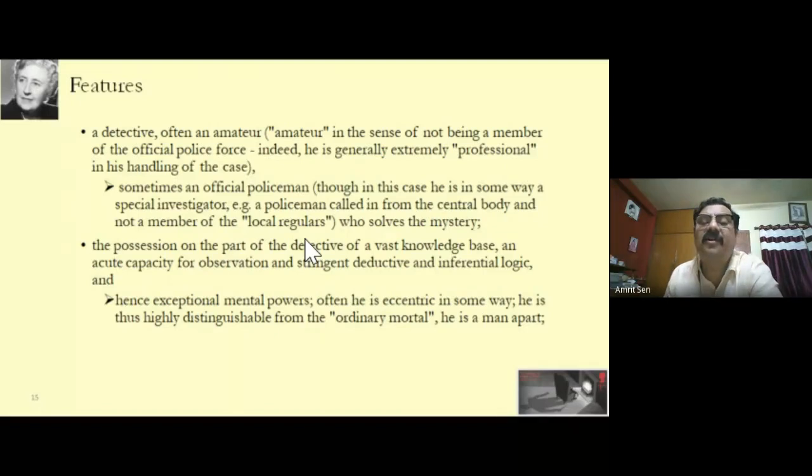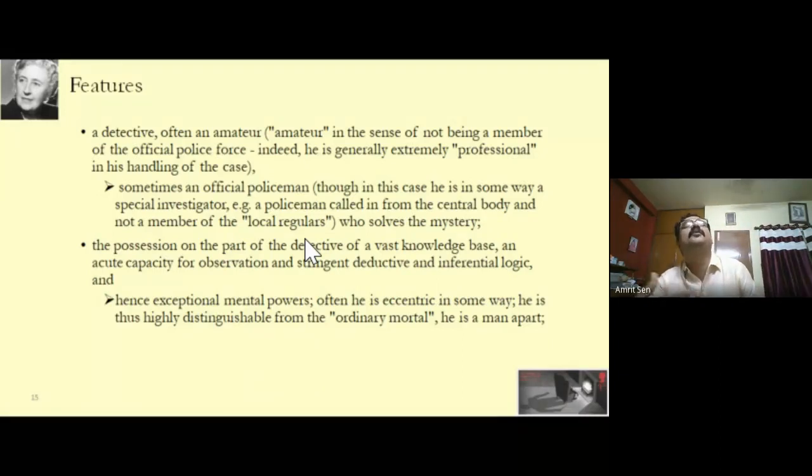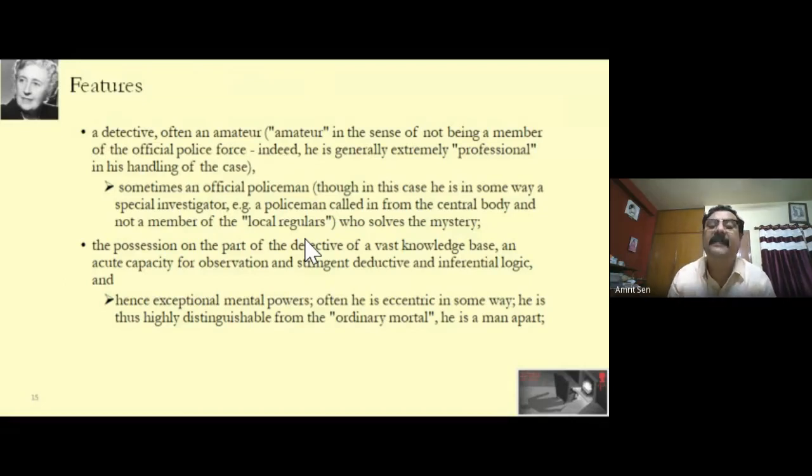The possession on the part of a detective of a vast knowledge base. So the detective has to know about poison, he has to know about certain weapons, for example, so that he can fall back upon that and solve the crime. যে কোন রিভলভার থেকে কোন গুলি ছুটতে পারে, অর্থাৎ অথবা Hercule Poirot বারবার বলছেন যে কোন পয়জনে কি কি সিম্পটমস হতে পারে. So the detective has to have that scientific knowledge base.